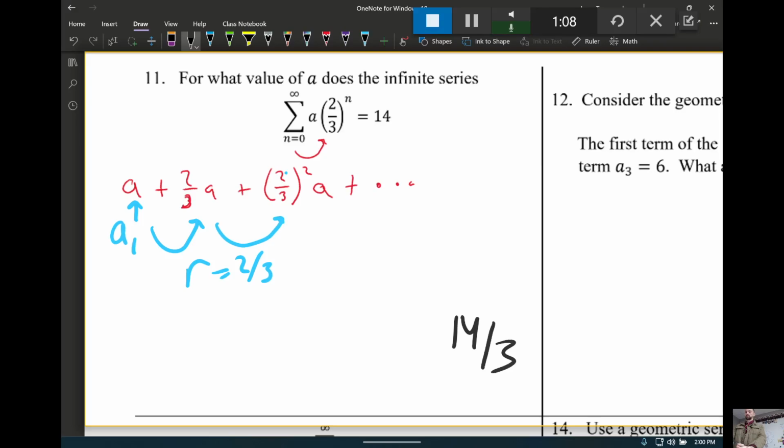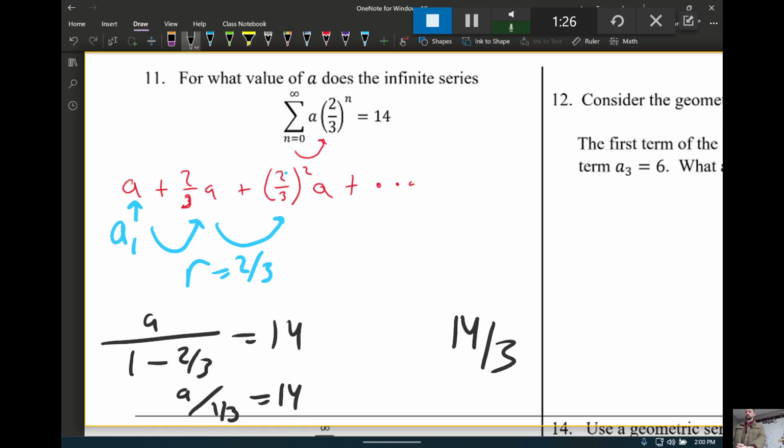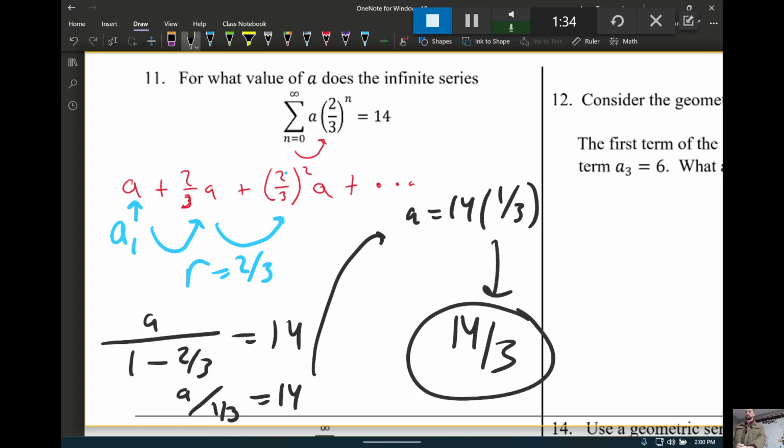And so if I take the formula A1 divided by 1 minus R, and it's supposed to equal 14, then this is the equation that I use to get this as an answer. This would be A over 1/3 equals 14. Multiply both sides by 1/3. And that's where 14/3 came from.